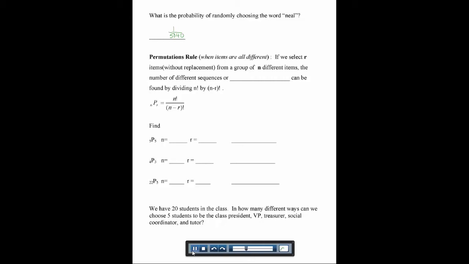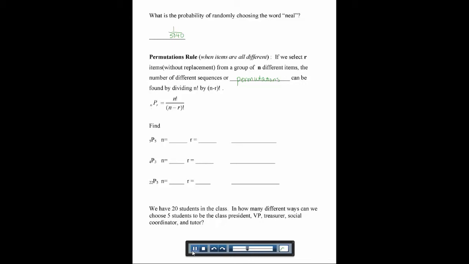Okay, so now we're actually going to have a formula to use permutations. So, when all the items are different, if we want to select R items from a group of N different items. So we have N items total, and we want to pick R of them. So for example, before we had 4 classes, and we wanted to choose 3 of them. Okay? So we want to find the number of permutations we can have. And the formula, we said NPR, so permutations where we've got N items and R things. Formula is N factorial divided by N minus R factorial.